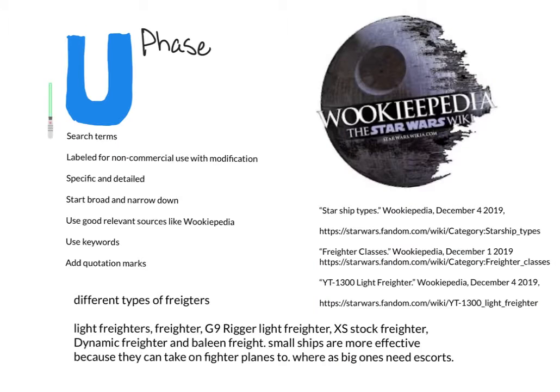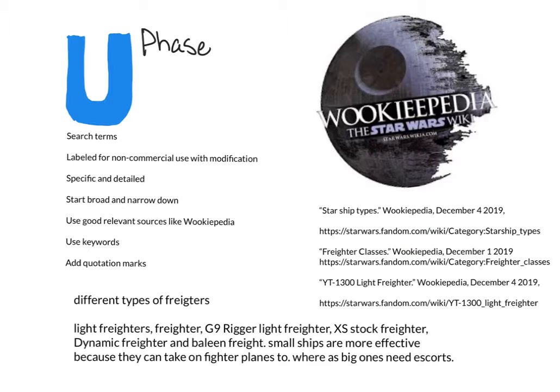In the U phase, we looked at search terms that would help us find more information for our notes. We also made some research notes that we used our search terms for. And then we also looked at MLA cited sources. We learned how to cite our sources like I have here. I've cited all of them are from Wikipedia.